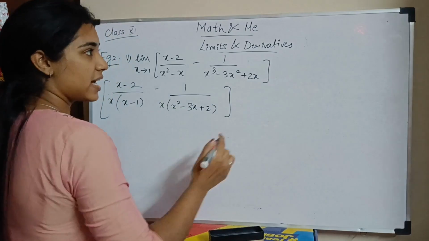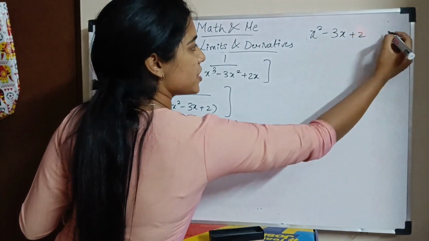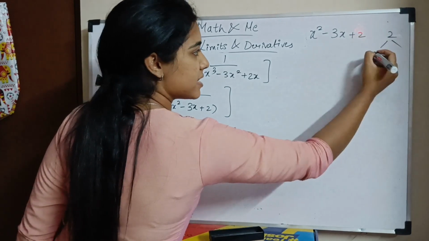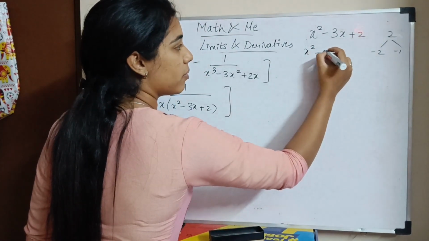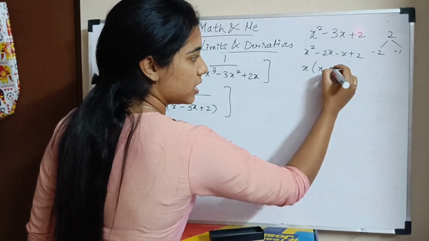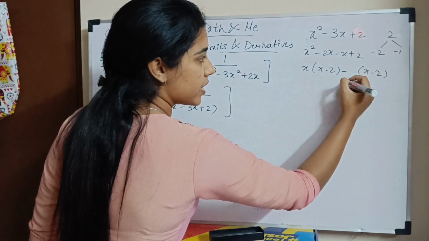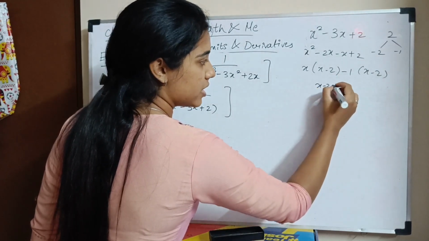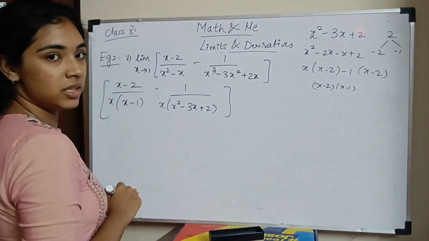How can we split x square minus 3x plus 2? With splitting the middle term, we should get 2 and minus 3, so minus 2 into minus 1. So what do you get? x square minus 2x minus x plus 2. Taking x common, x minus 2. You need x minus 2 here, so you have minus 1. So you get x minus 2 into x minus 1. So that will become the denominator.